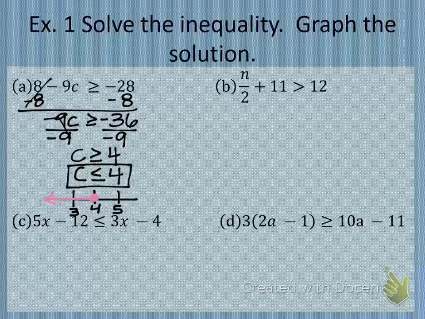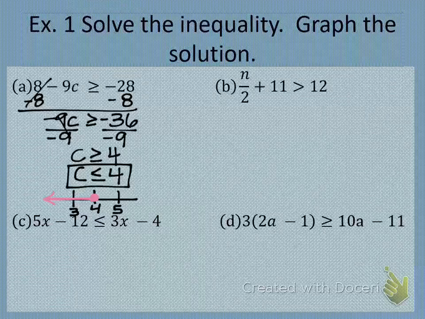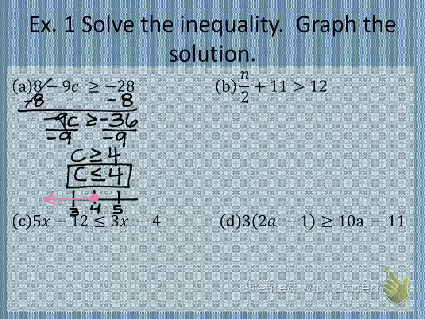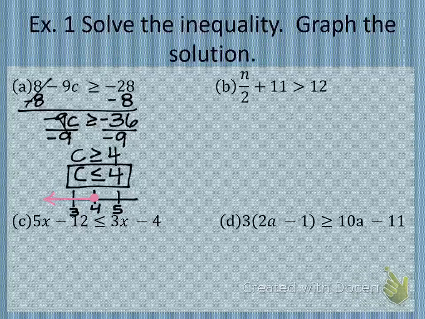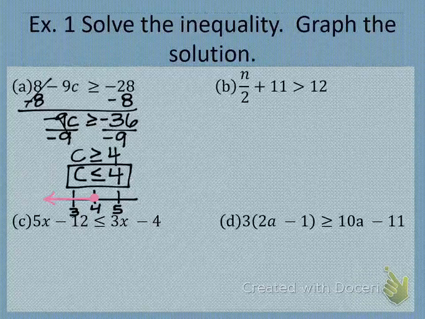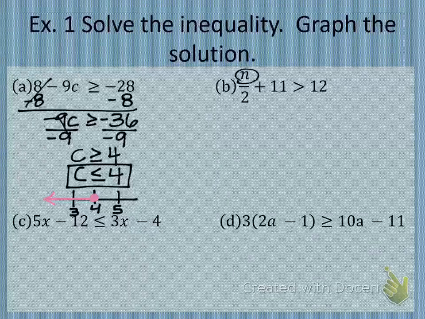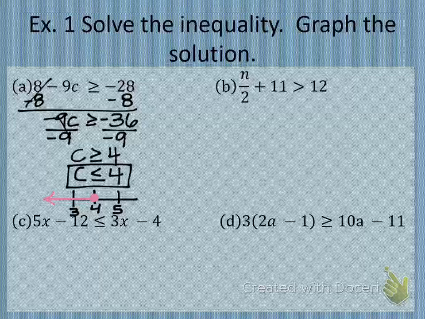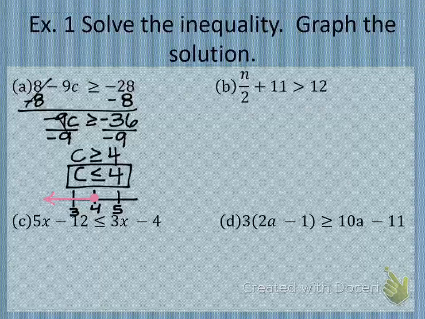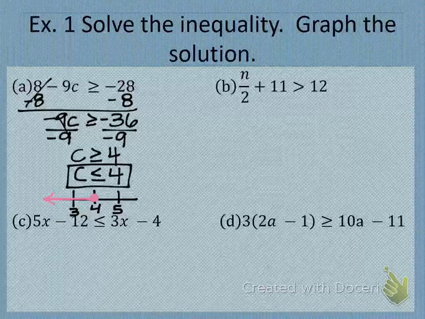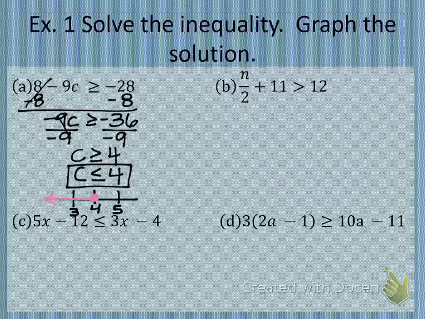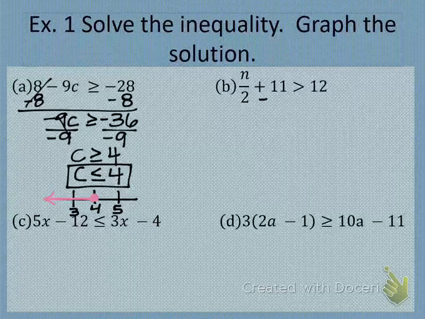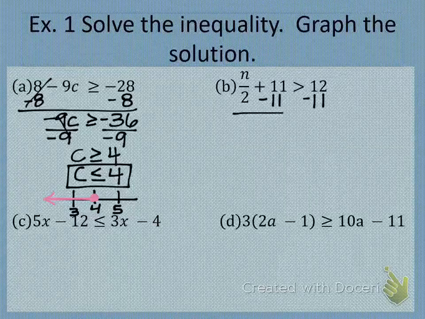All right, let's look at letter B. Dalton, what would you do first on letter B? Now be careful, because remember, we're trying to get n by itself. So we're trying to move things away from n. So try again, Dalton, and tell me what you would do. Good. We want to move things away from n, so we're going to subtract 11 from both sides.